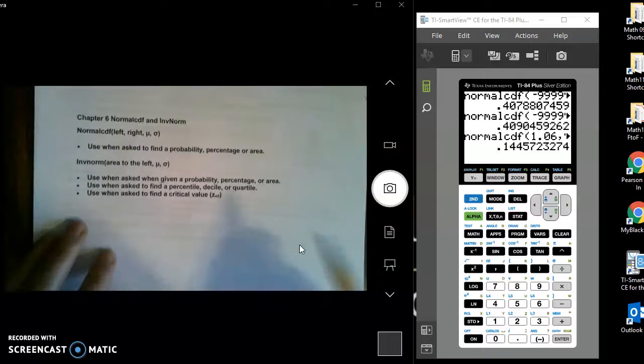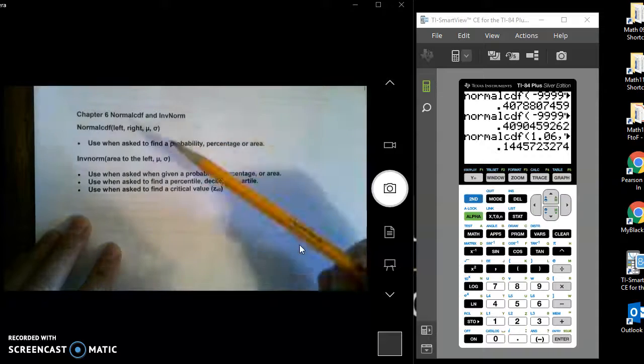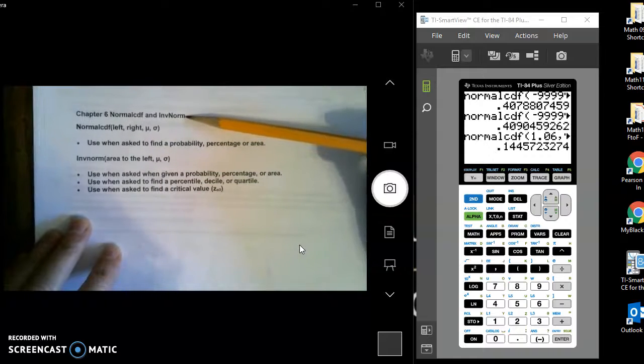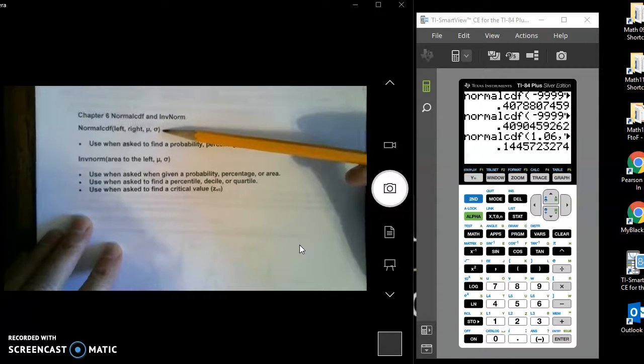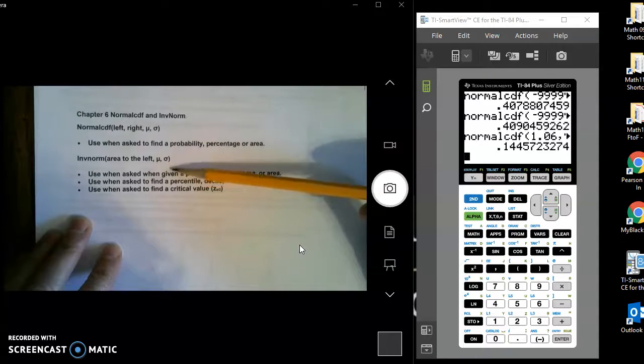Hi, in my last video I talked about normal CDF. I put this information in Canvas, by the way. Now I'm going to talk about inverse norm. Think of normal CDF as when you're asked to find a probability, percentage, or area. Inverse norm is one of these cases.